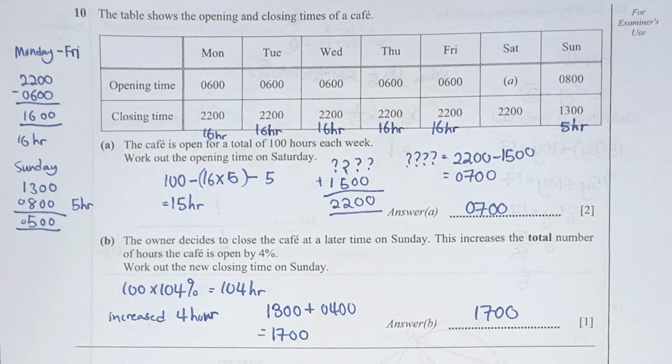So some changes on Sunday's closing time. I took the 100 hours times 104%, I get 104 hours, which means there's a difference of 4 hours on the closing time for Sunday. So from 1 p.m. in the afternoon, extend another 4 hours, you will get your results as 1700, which is 5 p.m. in the afternoon.